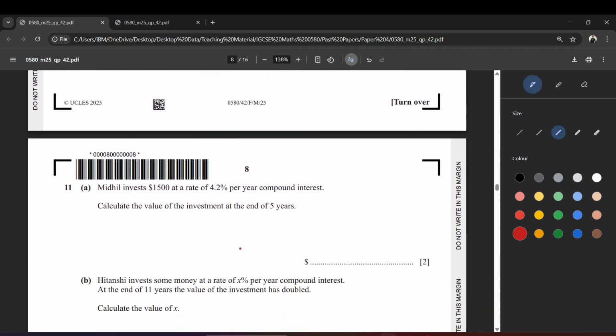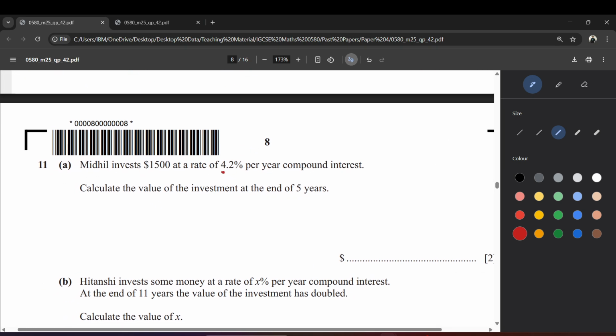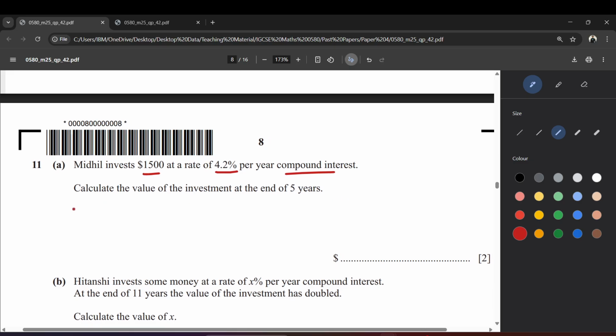Question number 11. Midhill invests $1,500 at a rate of 4.2% per year compound interest. Calculate the value of the investment at the end of 5 years. Okay, so for compound interest, we will just use the formula I equals P times (1 plus R upon 100) to the power of n. So I is the compound interest, P is the principal amount, which is 1500, times 1 plus R is the percentage. So that will be 4.2 over 100 to the power of n. n is the number of years.